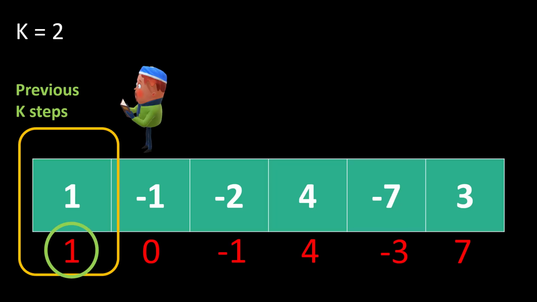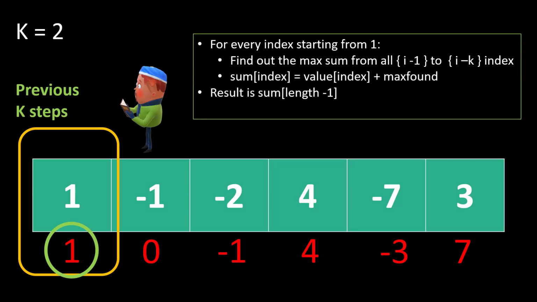Now for index 0, there won't be any k steps before, so the value of index 0 will always be the value initially present in the input array. So what basically we are doing over here is, for every index starting from 1, we are finding out the maximum sum from all the I minus 1 to I minus k indexes, and then the sum at that particular index becomes the value of that particular index plus the max that we found in the previous step. Once we are done with this iteration, all we are left with is to return the maximum sum that exists for length minus 1, which is the last index.